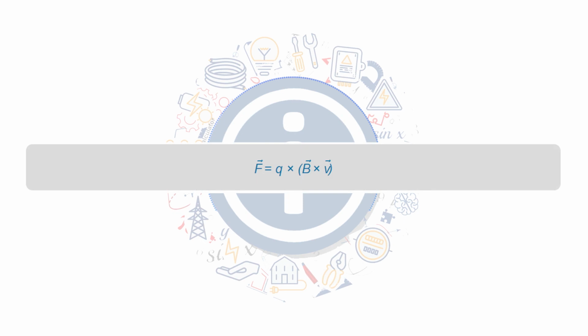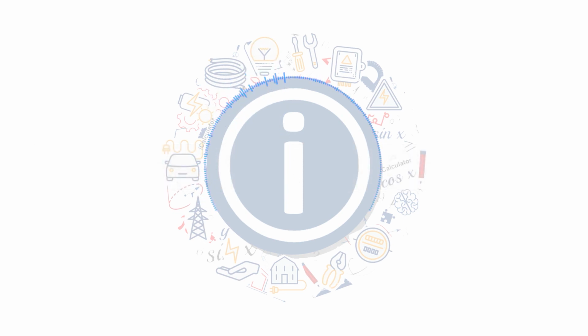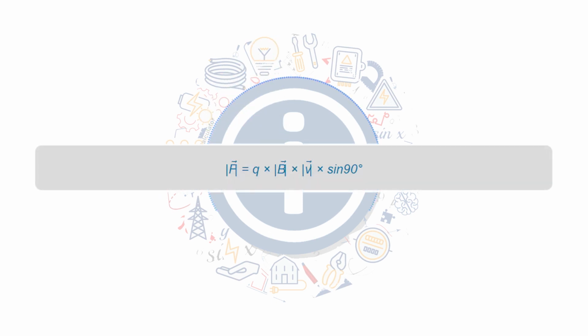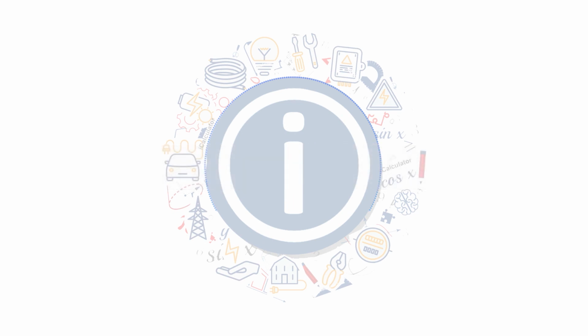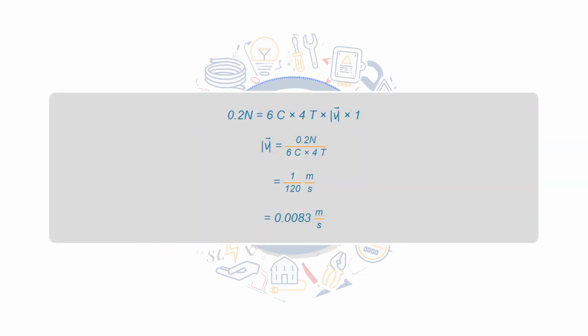The magnitude of velocity is calculated by the equation. From the cross-product rules, we have the following equation. Substituting the known values, given that sin 90 degrees equals 1, we obtain the following equation.